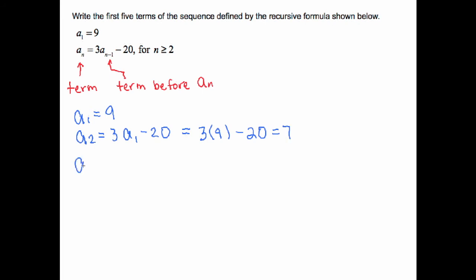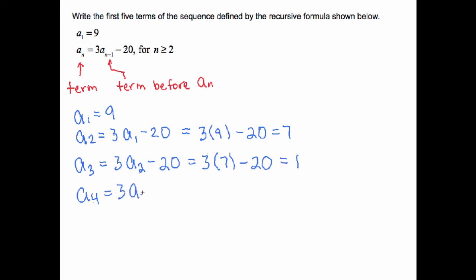Well, for the third term, A sub 3, this is 3 times the term before it, A sub 2, minus 20, which would be 3 times, now the term before A sub 3 was a 7, minus 20, and that gives us 21 minus 20, which is 1. Let's go to the fourth term. This would be equal to 3 times A sub 3, the third term, minus 20. This is 3 times the third term, which is a 1, minus 20.